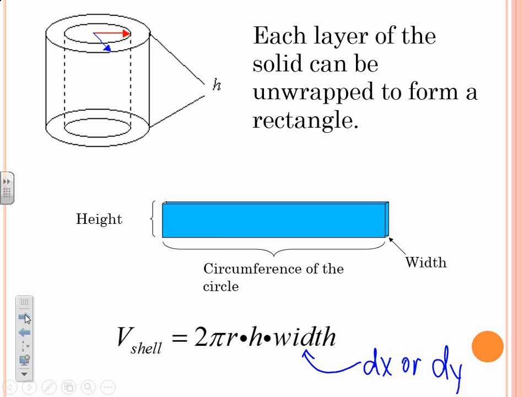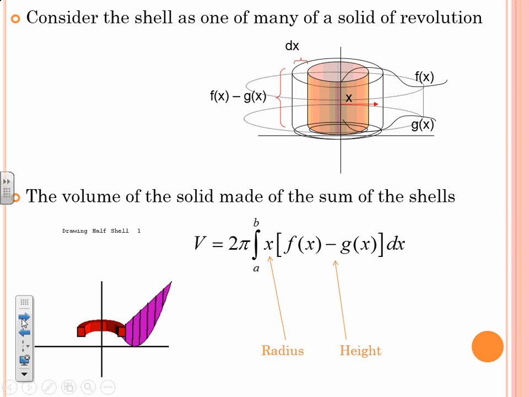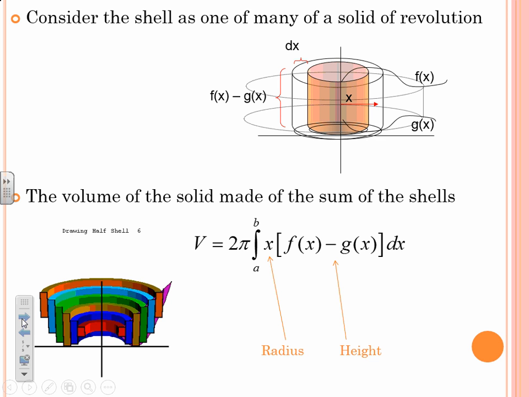So let's get a visual here. So here's our visual. I know there's a lot going on. So the radius, how far are these rectangles from our axis of rotation? I'm going to draw a new picture up here.